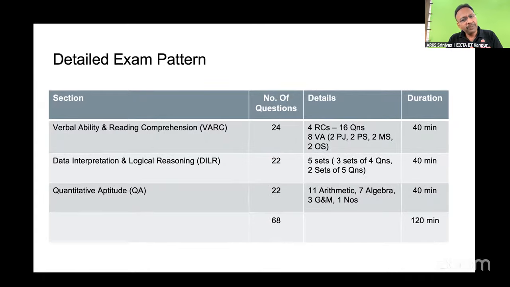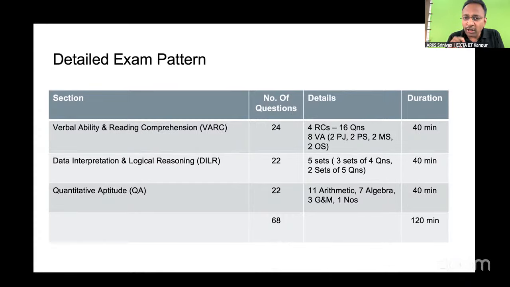Once again, there were 4 RCs, 16 questions, 4 questions in each of the RCs, and 8 verbal ability questions. Like I said, a slight change from the year before last year. Data interpretation, no changes: 5 sets, 3 sets of 4 questions and 2 sets of 5 questions each. But here is what I would like to say about quantitative ability.